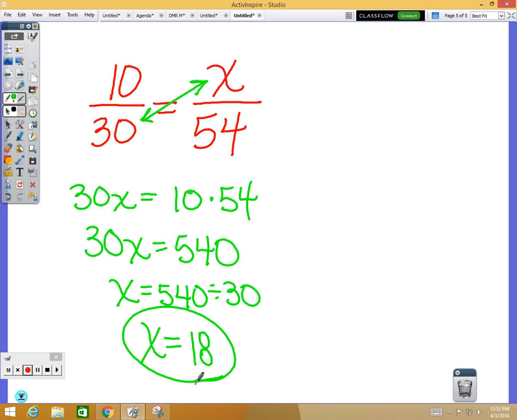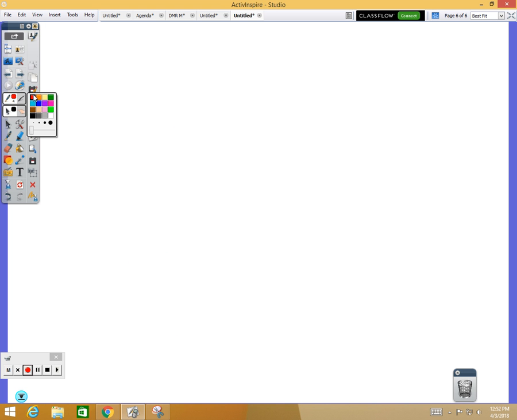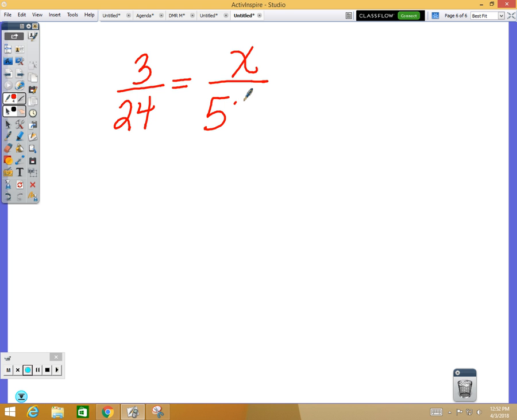So sometimes people like cross products more than they like the first method that I showed you, because again, cross products will always work no matter what, but sometimes the other method, it doesn't work. It's quicker sometimes, but it doesn't always work. Also, I want to make sure that you know that sometimes you might get a decimal answer. So your numbers are not always going to be whole numbers. Let's do one of those. So if we have 3 over 24, and I want to know it equals what over 52. And I'm telling you right now that it's going to be a decimal answer, and that's okay. Go ahead and try that.